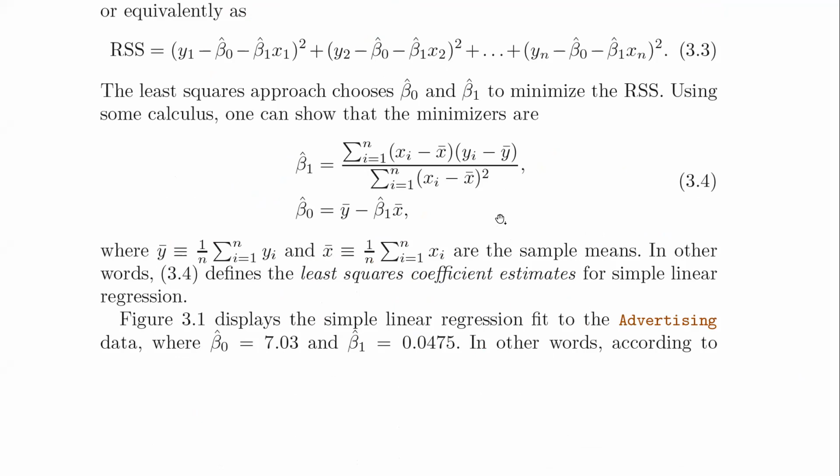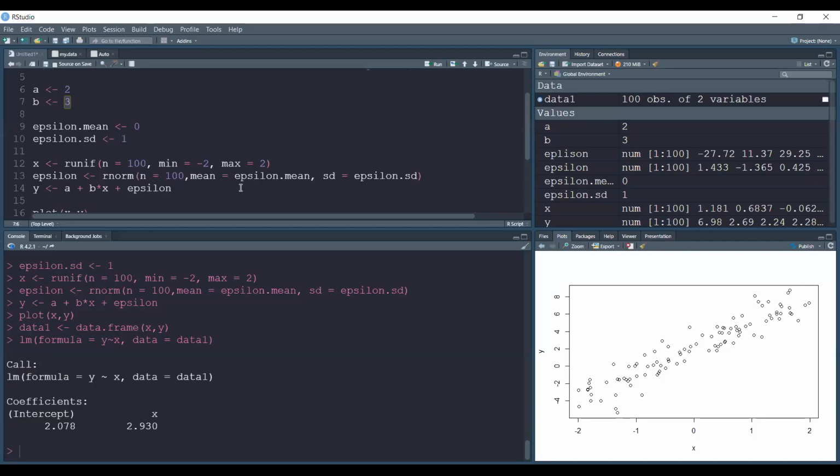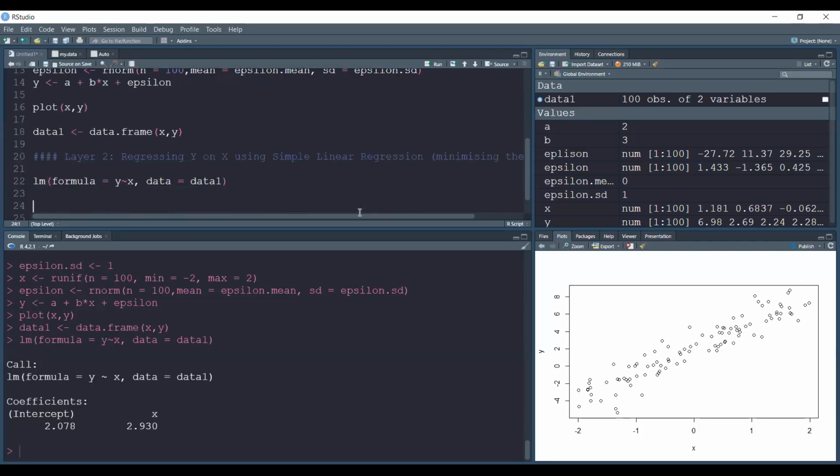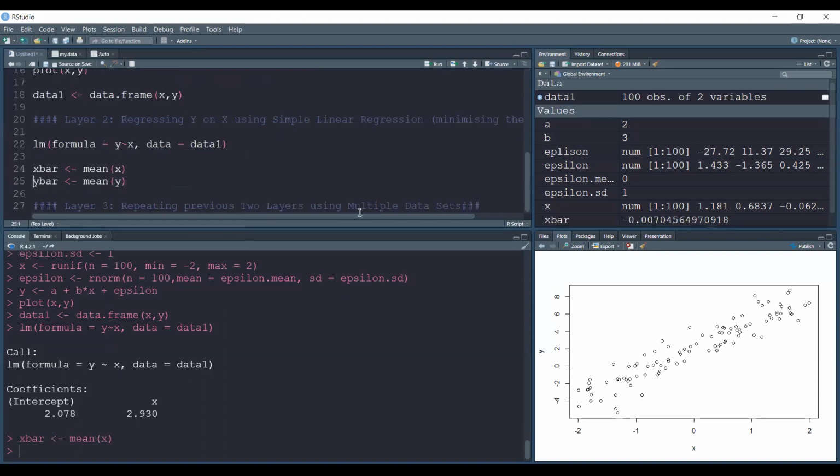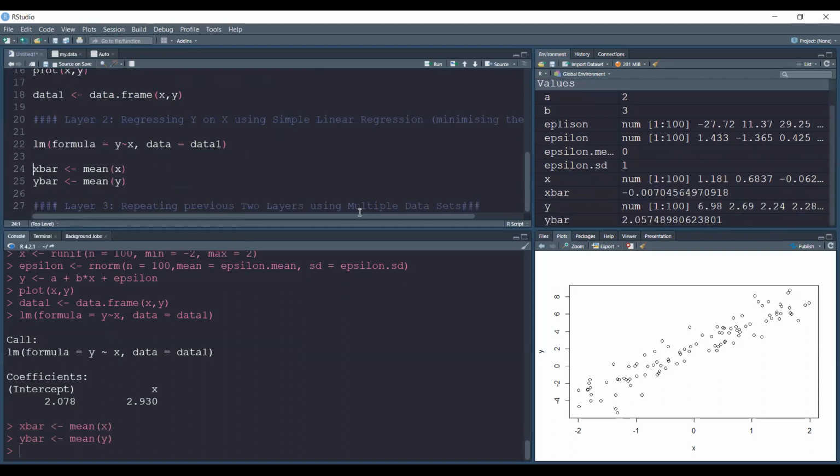How do you calculate beta 1 hat? You first need x bar and y bar. Now what are these? X bar is the mean of the x data. Y bar is the mean of the y data. So that's the very first thing we could do. We could talk about x bar, which is the mean of vector x. Y bar, this would be a single number for each one. So we have x bar and y bar. These are their values.